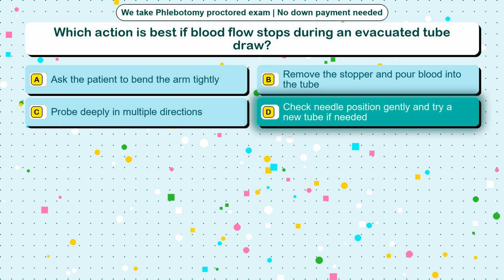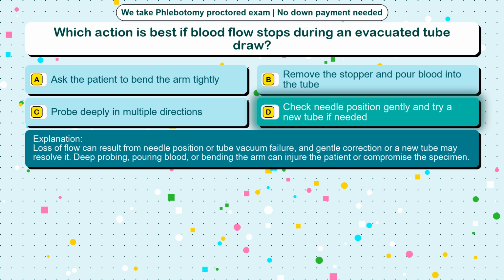The correct answer is option D. Check needle position gently and try a new tube if needed. Loss of flow can result from needle position or tube vacuum failure, and gentle correction or a new tube may resolve it. Deep probing, pouring blood, or bending the arm can injure the patient or compromise the specimen.